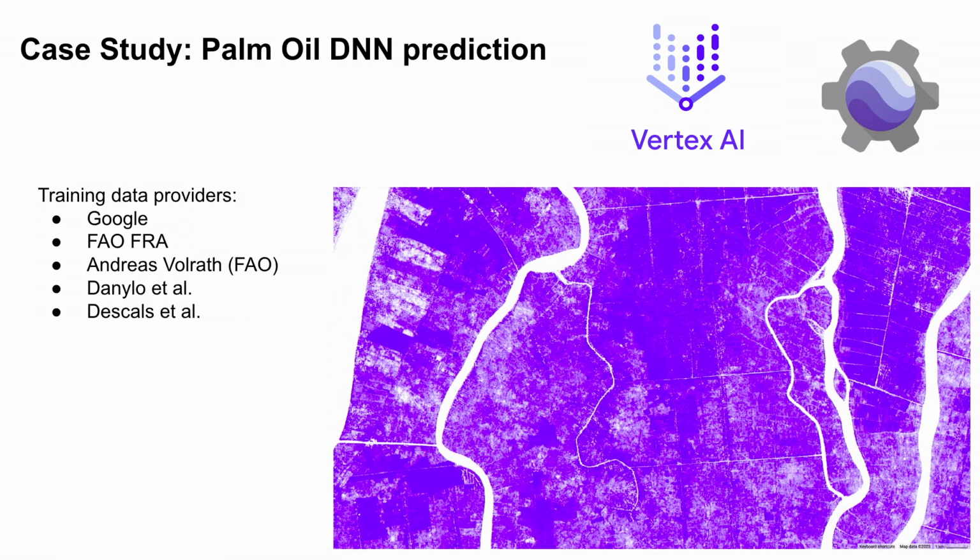Okay, here's another one. This is a slightly different approach. This is taking a communal set of training data. So we had labeled points contributed by Google, FAO, and from the scientific literature. And we dropped those into a neural network hosted on Vertex AI, and we get a map of palm probability out the other end. I'm secretly hoping that we don't have to threshold that thing and say where is palm and where is not palm. We can use the probabilities as they are.